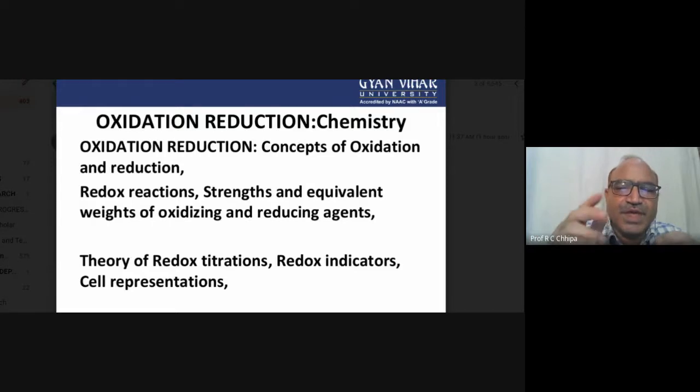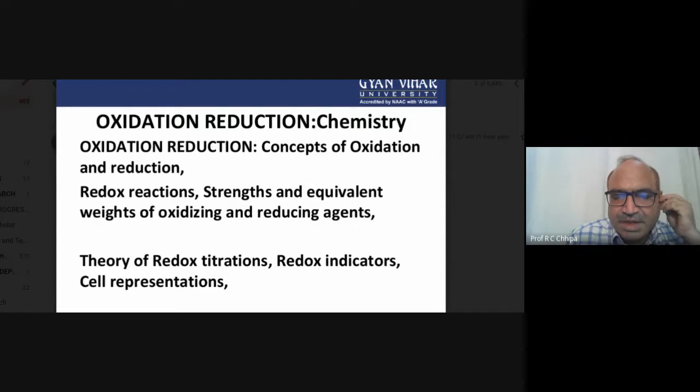Whereas suppose we have the copper plus 2 ion present in the electrolyte. Copper plus 2 is converted into copper 0. So what happened? Electrons are added. That is the reduction reaction. In an oxidation reaction, electrons are removed. In a reduction reaction, electrons are added. In reduction, hydrogen is added. In oxidation, oxygen is added. Therefore we have to see how redox reactions occur. Why do redox reactions occur?